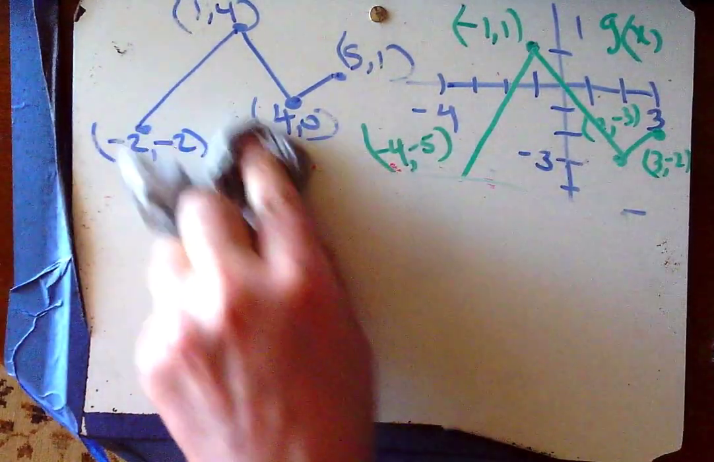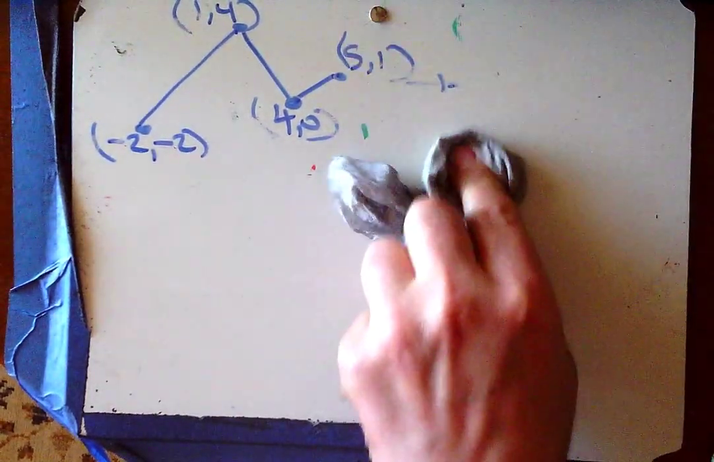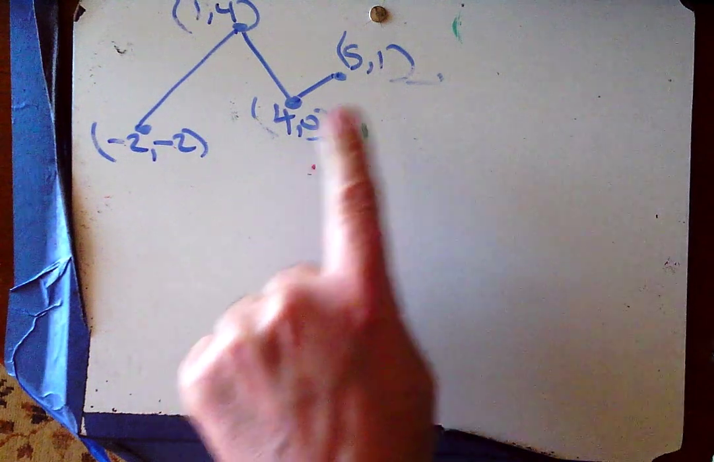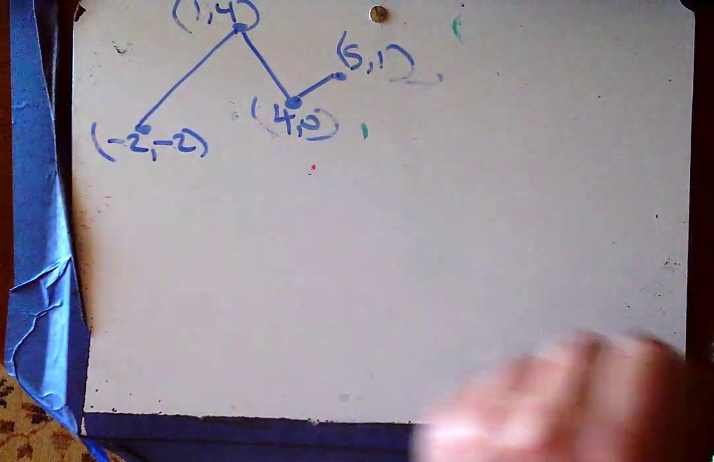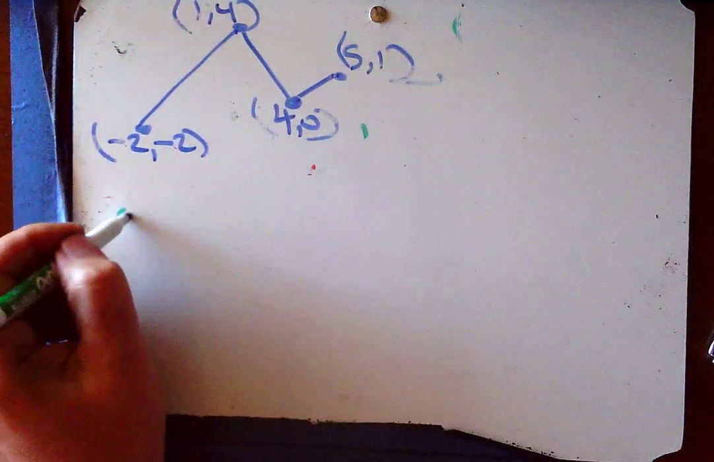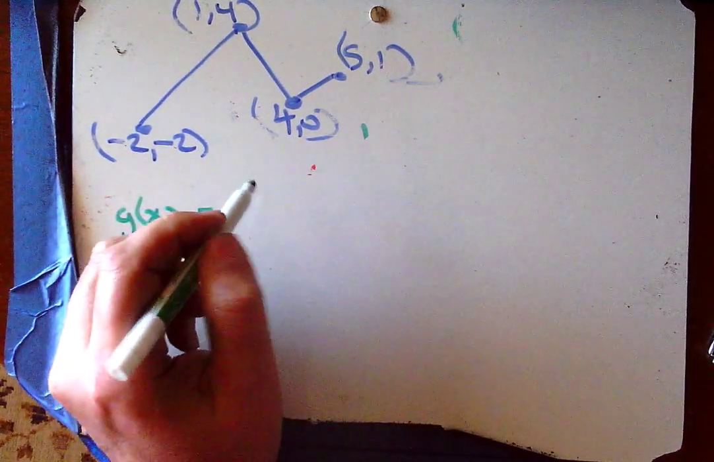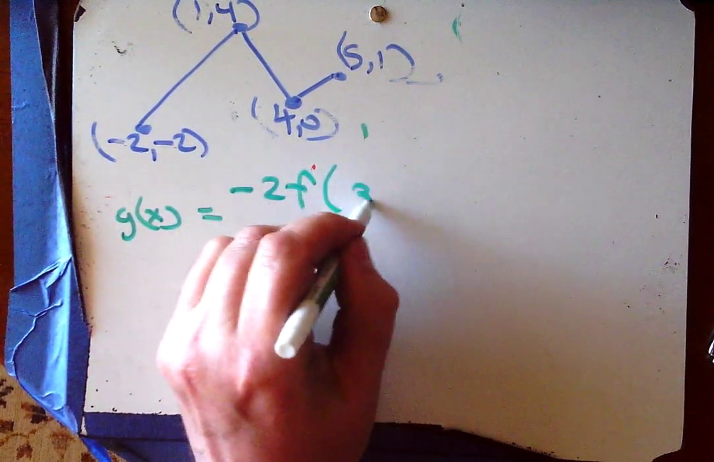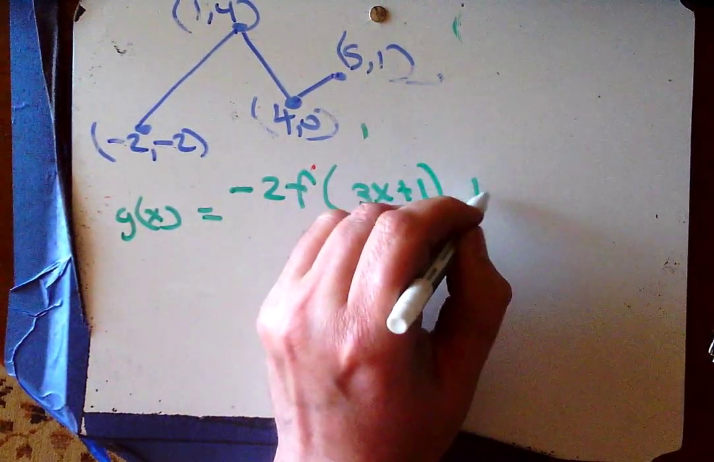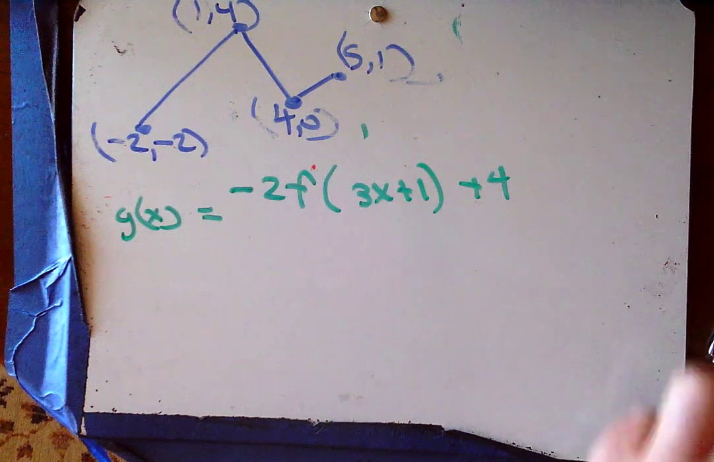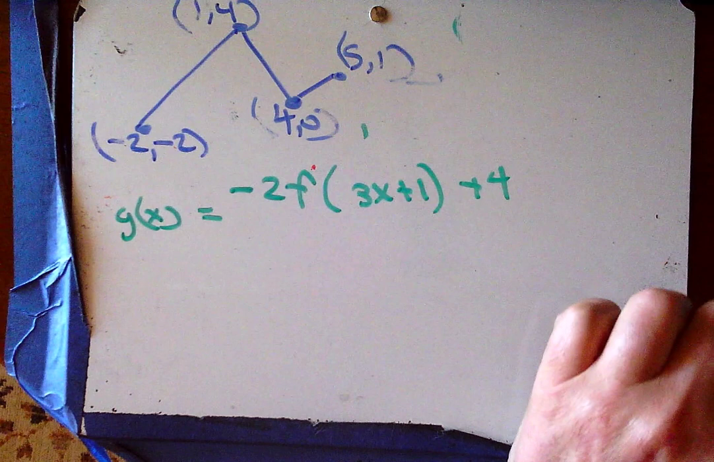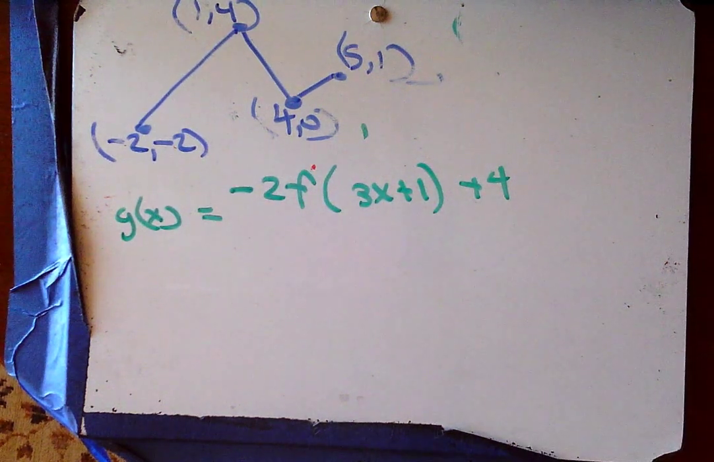Why don't you do this one? With the same f of x. So that's negative 2, negative 2, 1, 4, 4, 0, and 5, 1. Will you please graph this g of x? This g of x is negative 2f of 3x plus 1 plus 4. Okay? All right. Go do it. I know you can. And besides, we only have linear word problems after this.